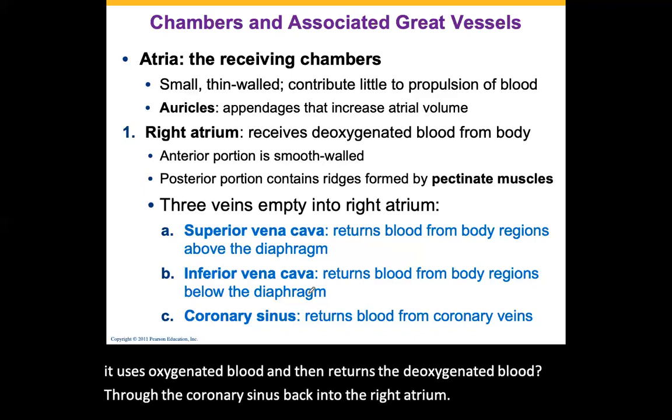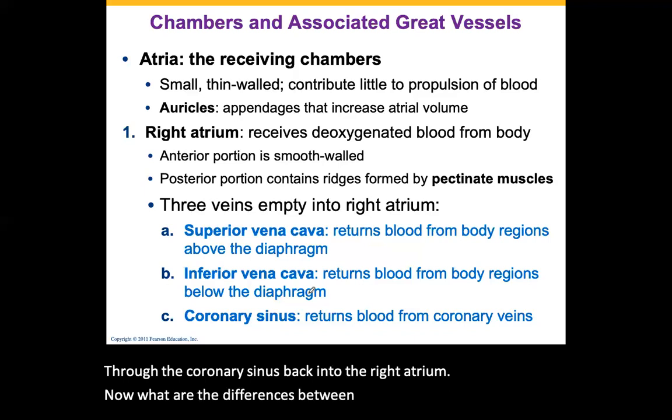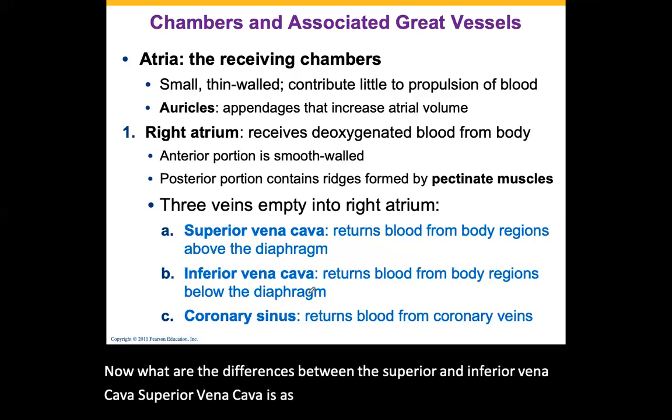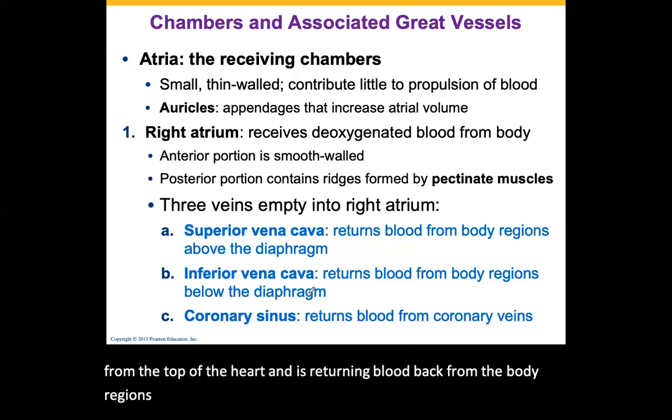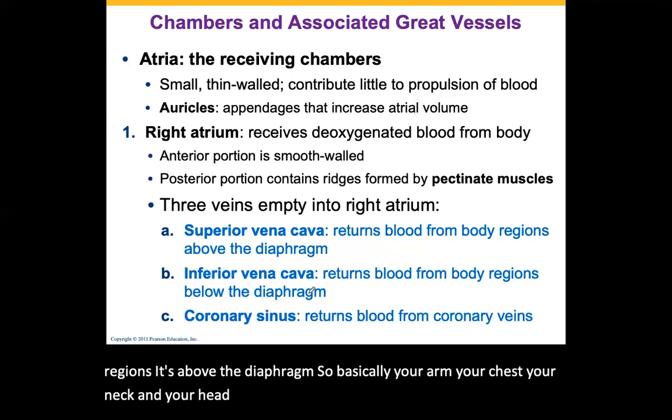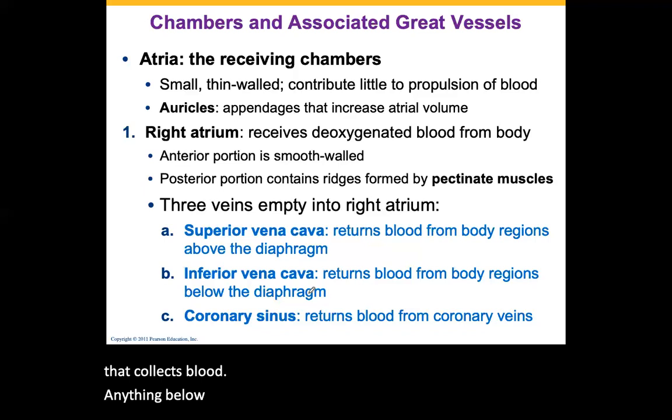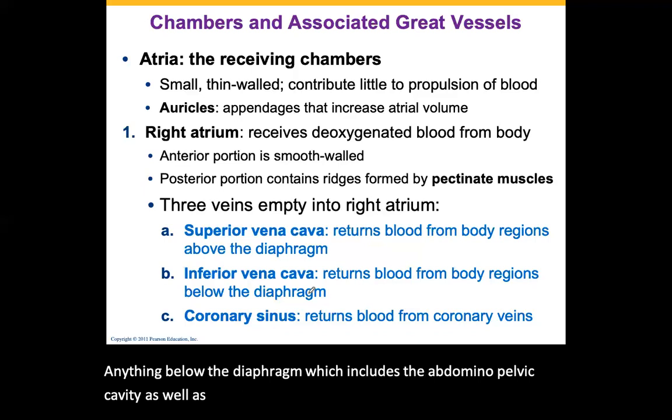Now, what are the differences between the superior and inferior vena cava? Superior vena cava is, as the name implies, superior as it comes from the top of the heart, and it's returning blood back from the body regions that sit above the diaphragm. So basically your arm, your chest, your neck, and your head. And inferior vena cava implies lower or bottom. That collects blood from anything below the diaphragm, which includes the abdominal pelvic cavity, as well as your lower limbs.